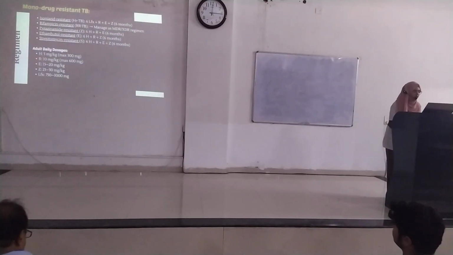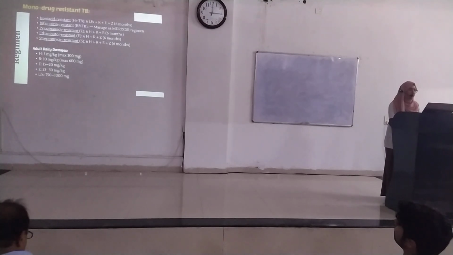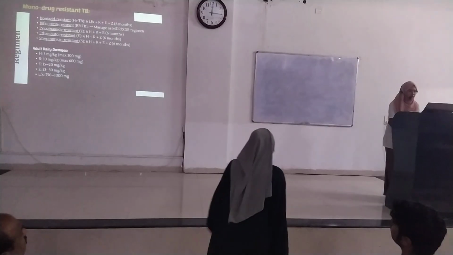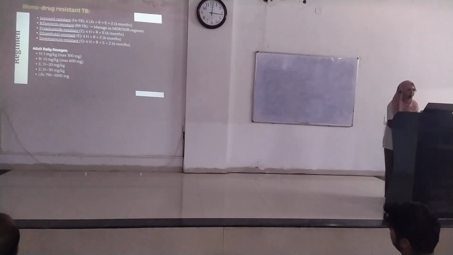Moving towards the treatment of monodrug-resistant tuberculosis. According to the latest WHO guidelines, these patients should be treated with a 6 month regimen consisting of rifampicin, ethambutol, pyrazinamide, and levofloxacin. If the patient is resistant to rifampicin, then it is managed as multidrug-resistant tuberculosis. For rare cases like resistance to ethambutol or pyrazinamide, the regimen is adjusted by removing the resistant drugs and continuing the other drugs for 6 months.